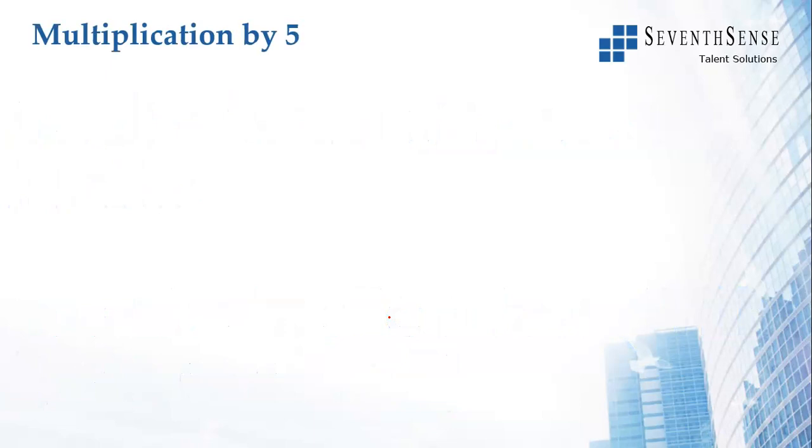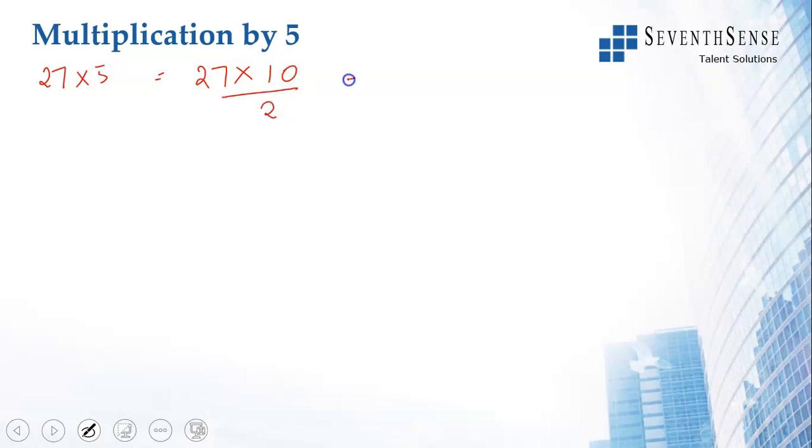Multiplication by 5. If you have any number that you have to multiply by 5, let us say the number is 27. 27 into 5 can also be written as 27 into 10 by 2. We know multiplying by 10 is easy, right? So 27 by 2 is 13.5. 13.5 into 10, you just shift the decimal, becomes 135. So instead of multiplying, you just divide 27 by 2 and then add a 0 or move the decimal one place to the right. If there is a decimal, you move the decimal one place to the right or add a 0.